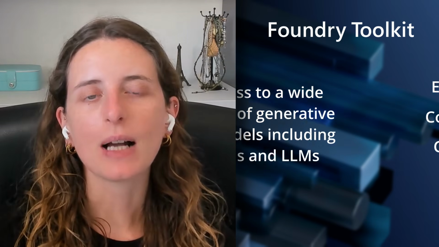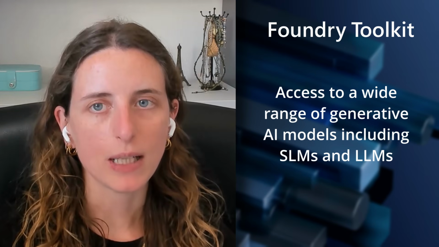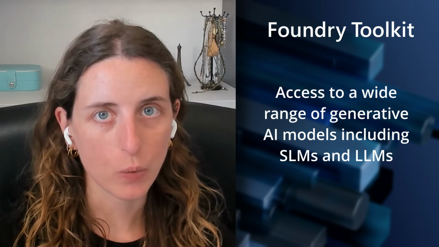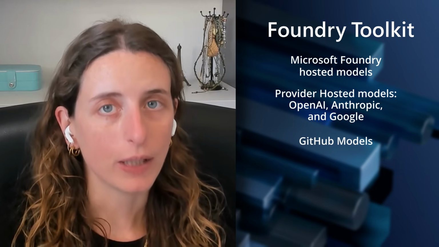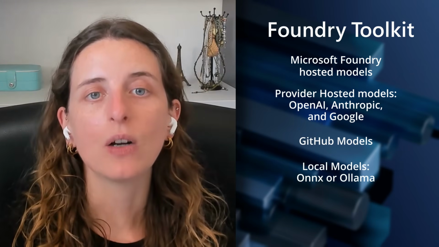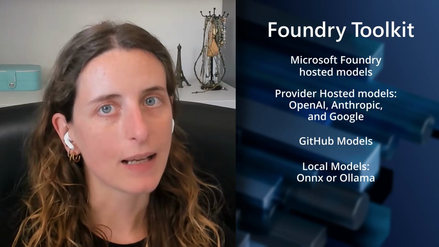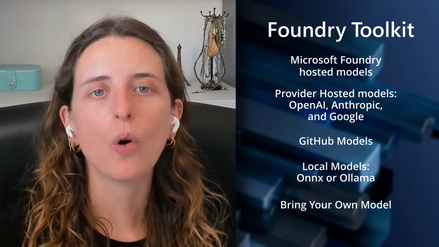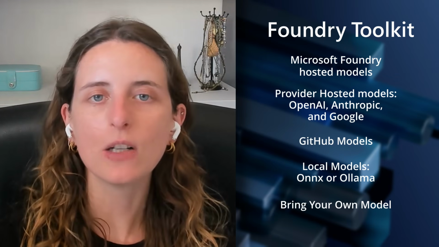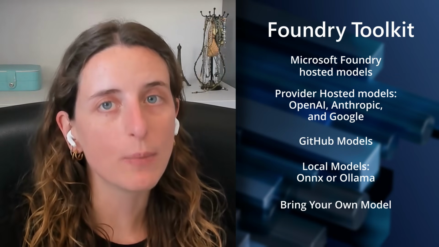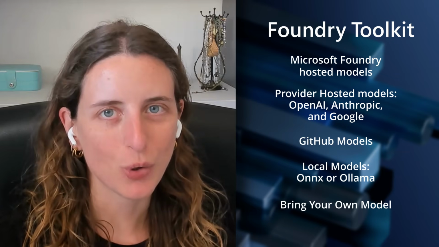Foundry Toolkit gives you access to a wide range of generative AI models, including both small and large language models. You can work with models from multiple sources, such as models hosted on Microsoft Foundry, models from providers like OpenAI, Anthropic, and Google, models available on GitHub, and local models running on your machine using ONNX or Ollama. You can also bring your own models through custom integrations. So instead of being tied to a single provider, you get a flexible multi-model ecosystem directly inside Visual Studio Code.